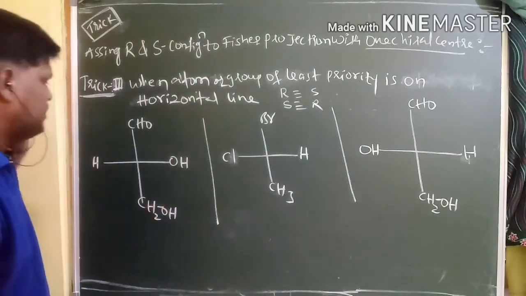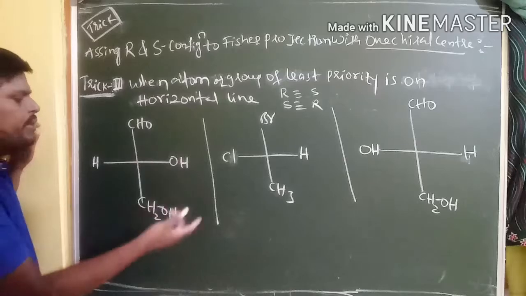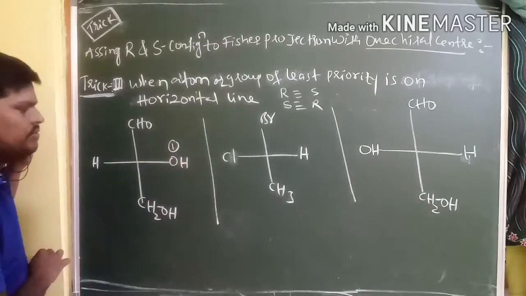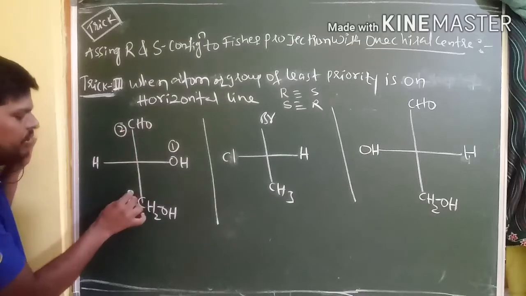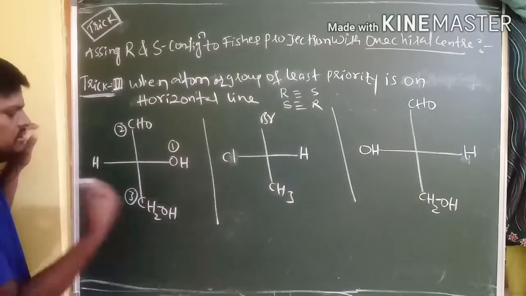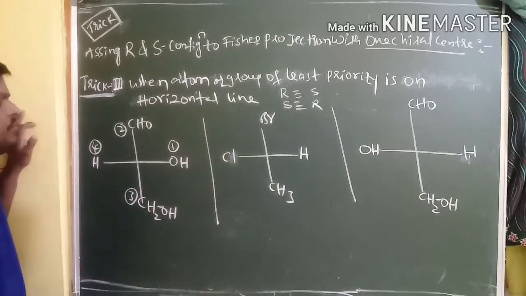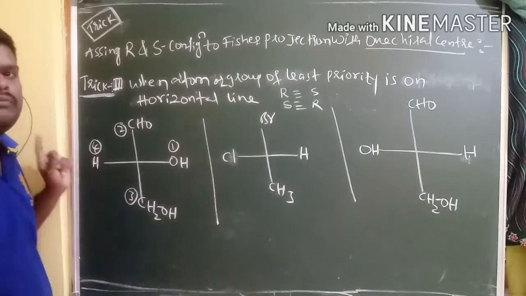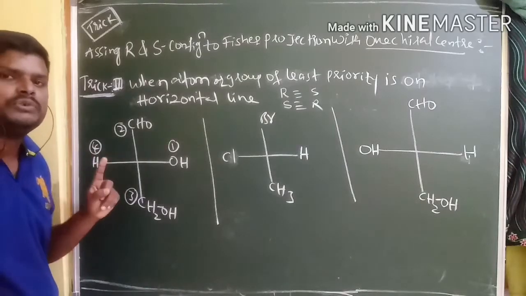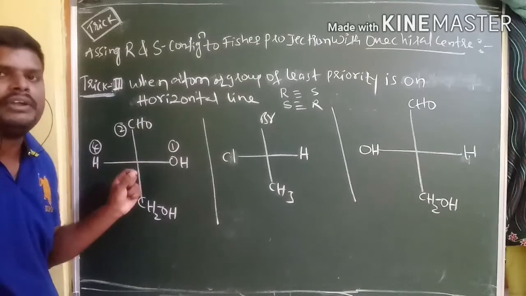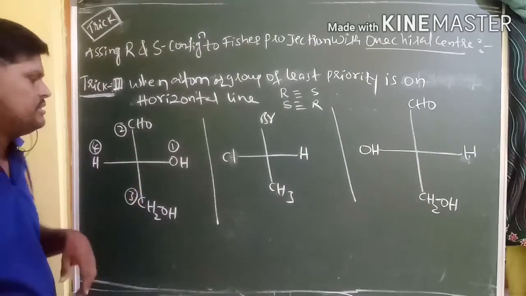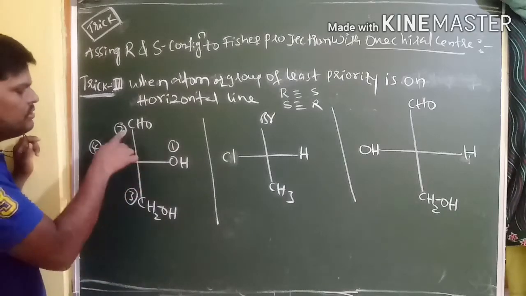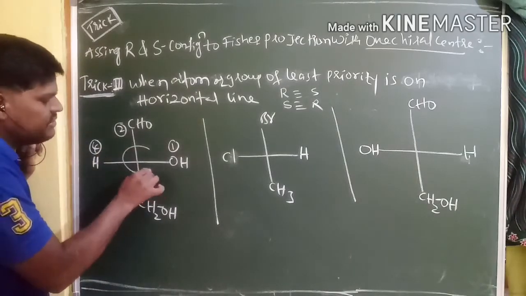So let us take an example here. Among the 4, of course, oxygen is the first priority, and the second priority is the aldehyde, because of the carbon-to-oxygen double bond. Next is the third priority, and the least priority is fourth. I already told you, please don't consider the least priority when you assign R and S configuration. Always keep it constant. What is the direction in this case? 1, 2, 3. So this is the direction for this compound.